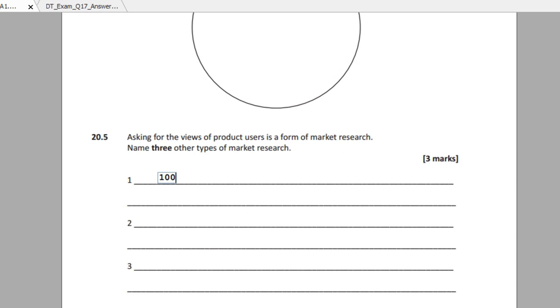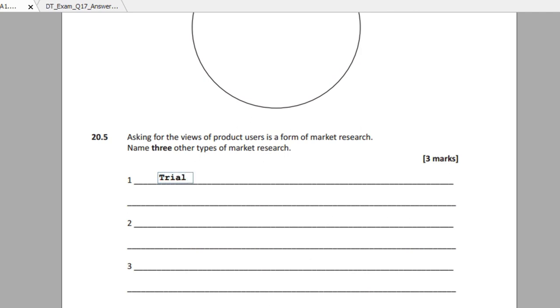Now let's look at question 20.5. It says asking for the views of product users is a form of market research. Name 3 other types of market research. Okay, so knowing the different types of market research, there is, for example, trial purchases.